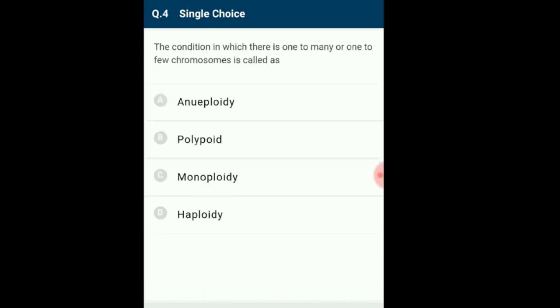Question number 4. The condition in which there is one to many or one to few chromosomes is called as. When chromosome number in an organism increases or decreases in multiples of n, then the condition is known as polyploidy. But when one or more chromosomes increase or decrease, then the condition is known as aneuploidy. For example, 2n plus 1, 2n minus 1, 2n plus 2, 2n minus 2, etc. So the answer is option A, aneuploidy.